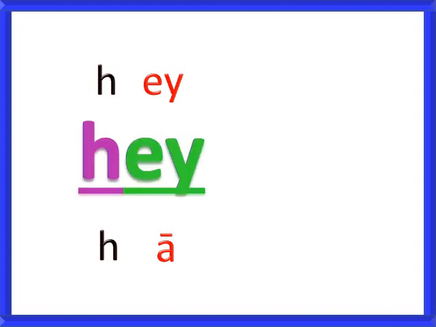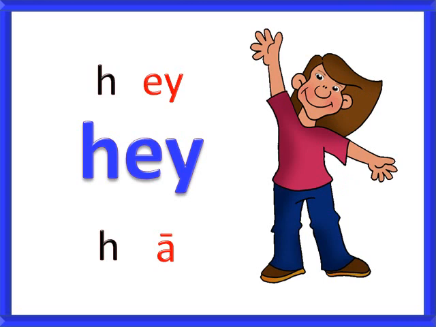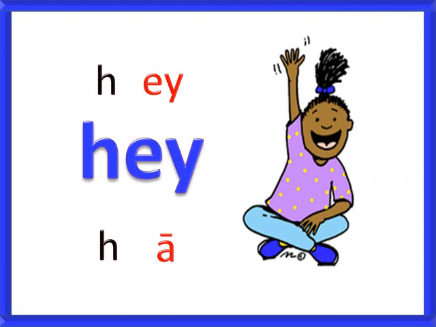Hey. Okay, now this is the hey like in hello, how you doing? Hey, like you waving. The H-A-Y hay is the hay like what the cows eat out in the field. You know, the cows and the horses, they eat the hay in the field. But this hey here is like, hey, how you doing? And the little boy is like, hey, he's trying to get somebody's attention. Hey, hello. And then the little girl is like, hey, hello, I'm over here, hey. Okay, that's the difference.